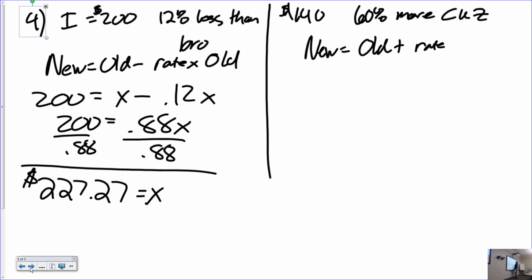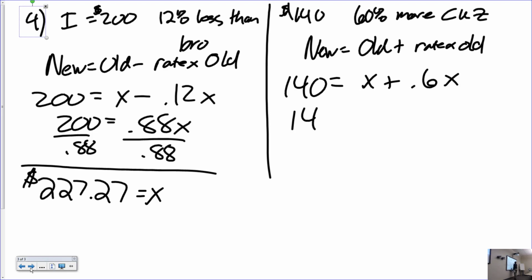And likewise over here, old plus rate times old, because this is a percent increase problem. So 140 equals x plus 0.6x. 140 equals 1.6x. Divide by 1.6.